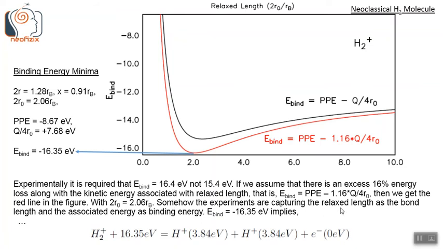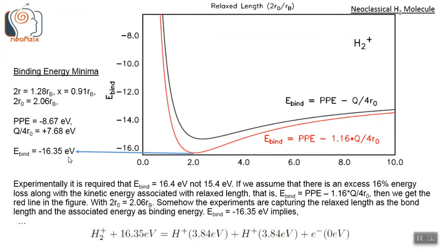Somehow the experiments are capturing the relaxed length as the bond length and the associated energy as the binding energy. So in this case, the minimum binding energy possible is minus 16.35 electron volts. PPE turns out to be minus 8.67 electron volts, which is higher than the previous analysis. And the kinetic energy of the protons turns out to be 7.68 electron volts, which is also higher than the previous analysis, which is higher than this black line case, what we calculated here using this formula.